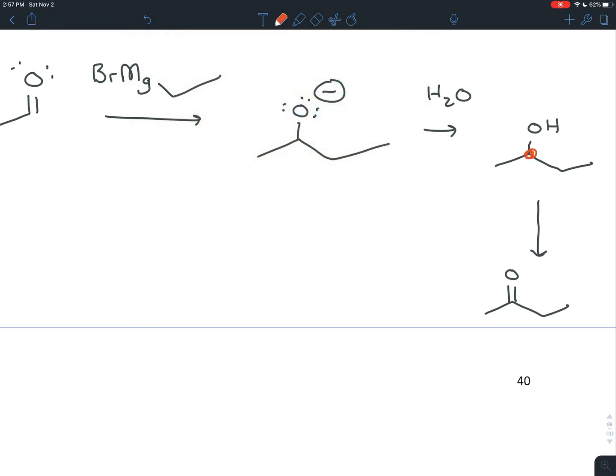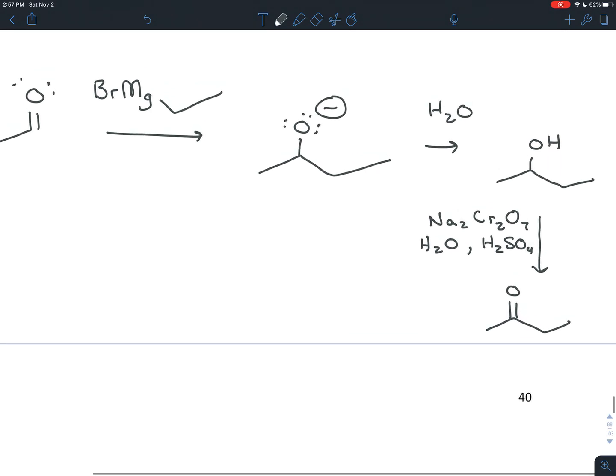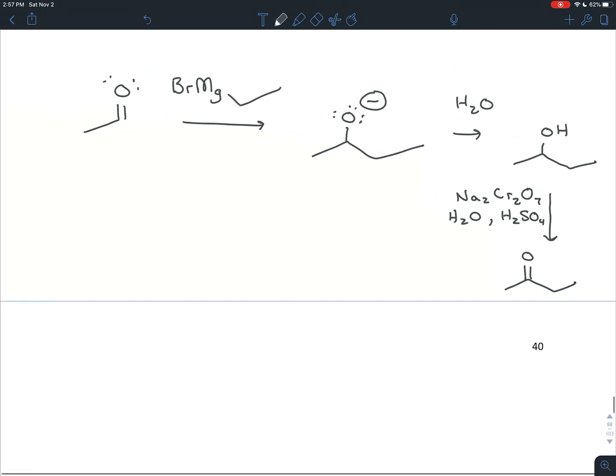This alcohol, the carbon that has the OH on it, is bonded to 2 other carbons, so it is a secondary alcohol, which means you can use a strong oxidizing agent like sodium dichromate in water and acid. If it were a primary alcohol, if the carbon that had the OH on it was only bonded to 1 other carbon, if you wanted to form an aldehyde, you'd use PCC, pyridinium chlorochromate, as we've discussed in a previous video. But here we have a secondary alcohol, and so we can use a strong oxidizing agent like sodium dichromate to turn it into a ketone.